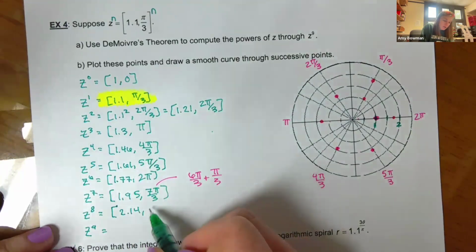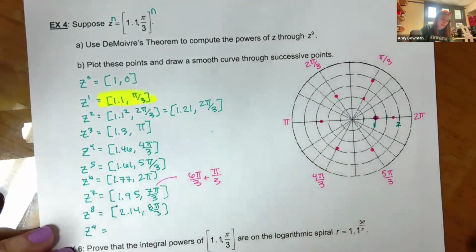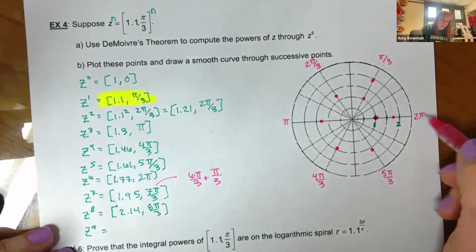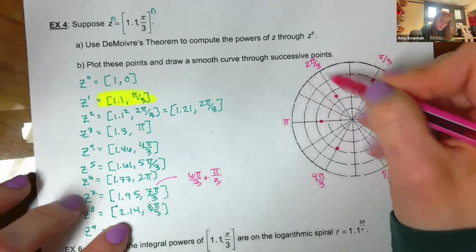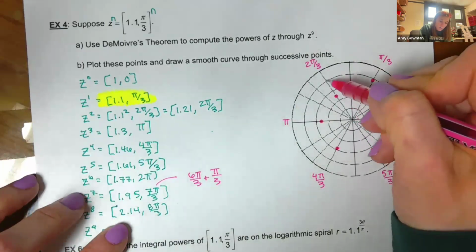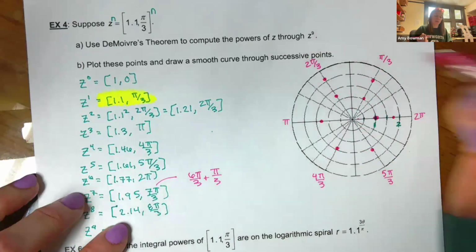And then 8 pi thirds would be the next one. But again, that's 2 pi thirds past 6 pi thirds. So that would be right here. And then we're going out 2.14. So there's 1, there's 2, 2.14, about right there.